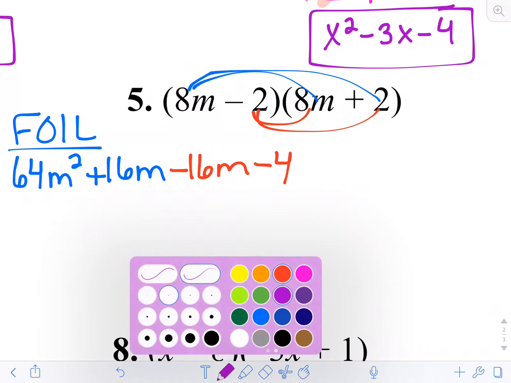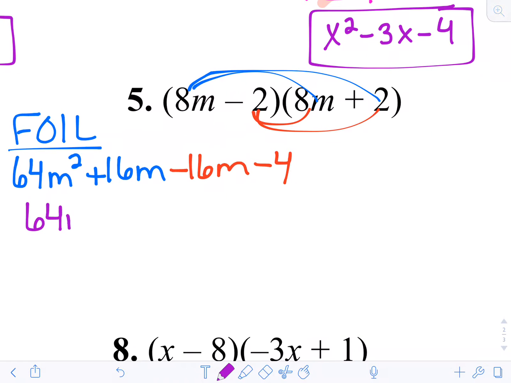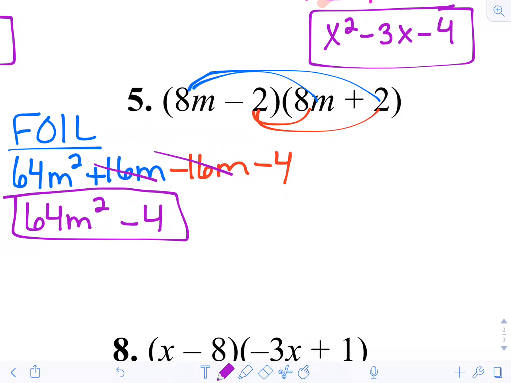And then you're going to combine like terms, so you have 64m squared. Positive 16, negative 16 cancel out, so that's just 0. And then you just have a minus 4, because these are a 0 pair. So 64m squared minus 4.